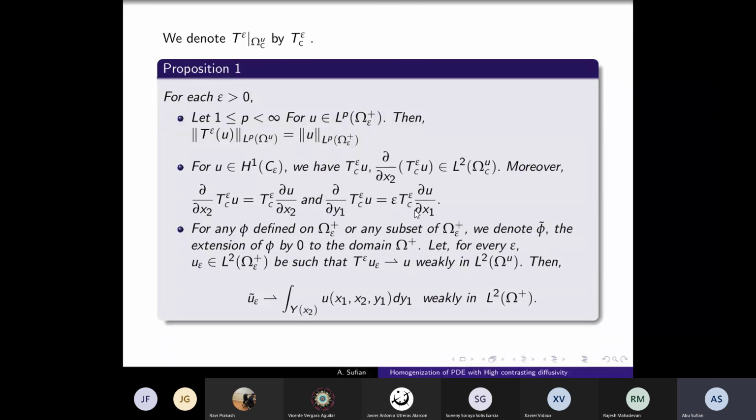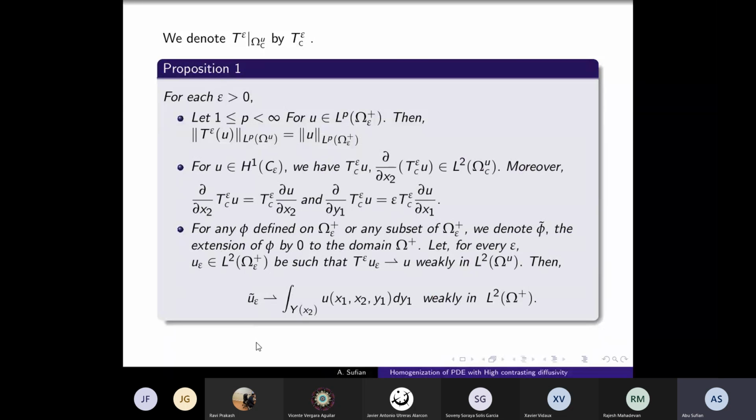For any phi defined on omega epsilon plus or a subset of omega epsilon plus, phi tilde always denotes the extension of phi by 0 to the domain omega plus. For every epsilon greater than 0, suppose u epsilon is a sequence in L2(omega epsilon plus) such that T epsilon u weakly converges to u in L2(omega u). Then u epsilon tilde weakly converges to its average with respect to y1. That is, u epsilon tilde weakly converges to the integral over Y of u(x1, x2, y1) dy1 weakly in L2(omega plus).